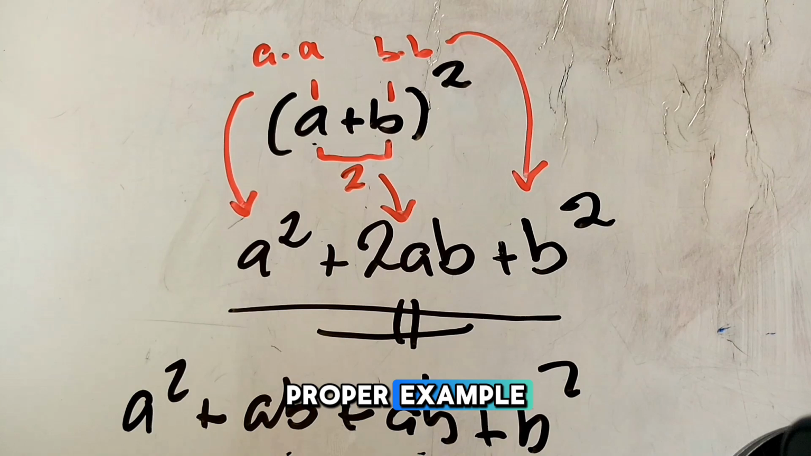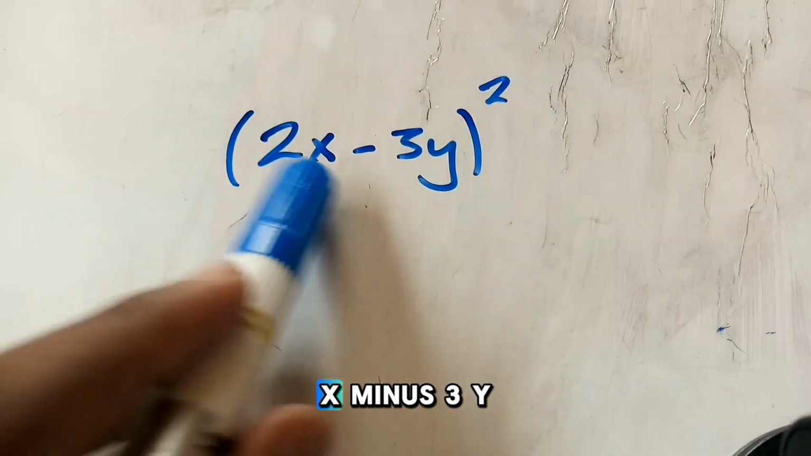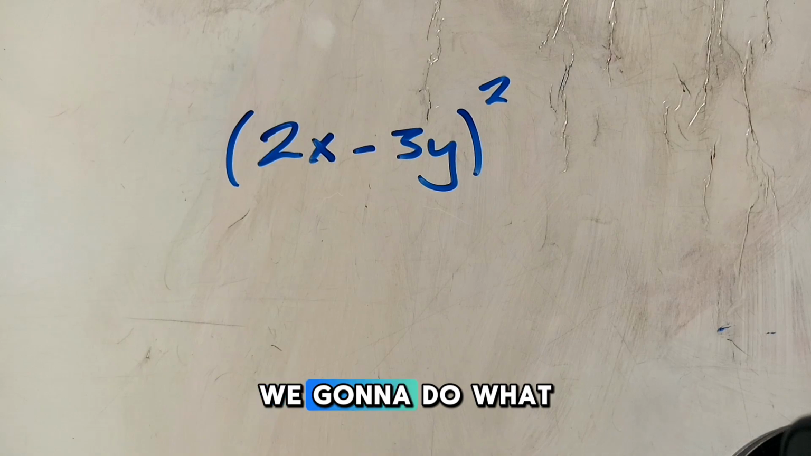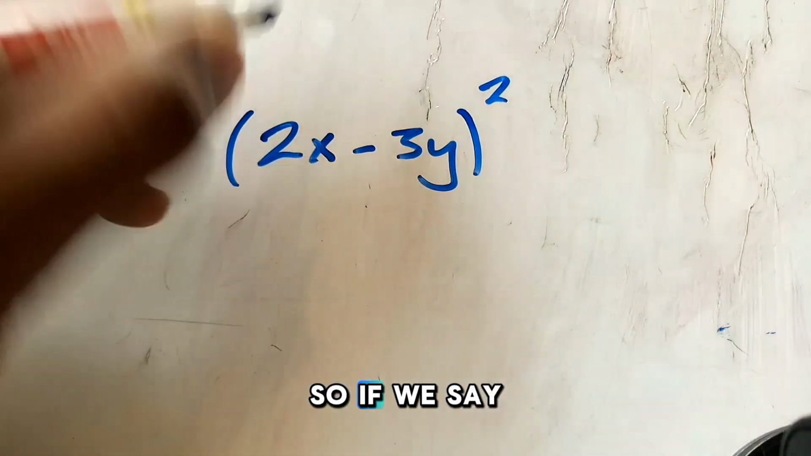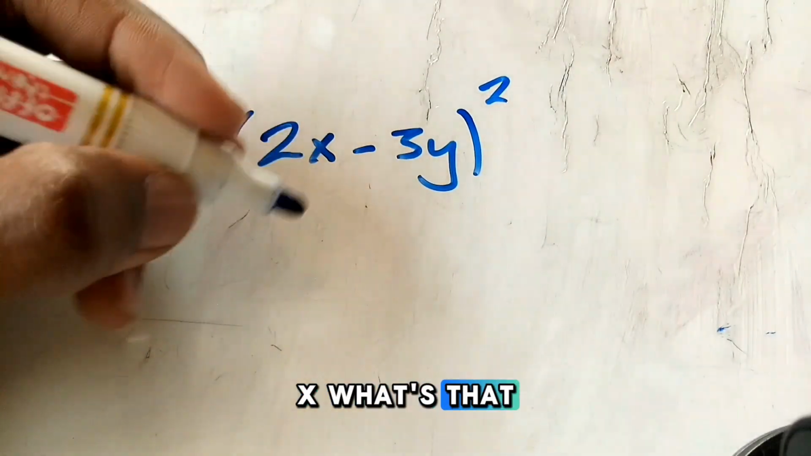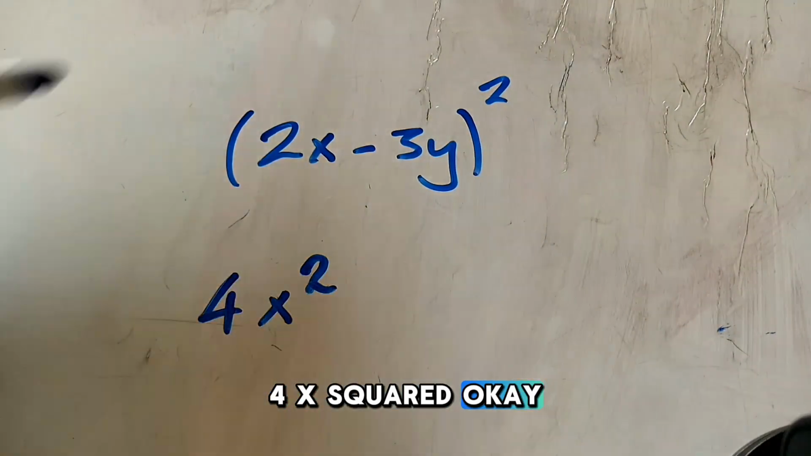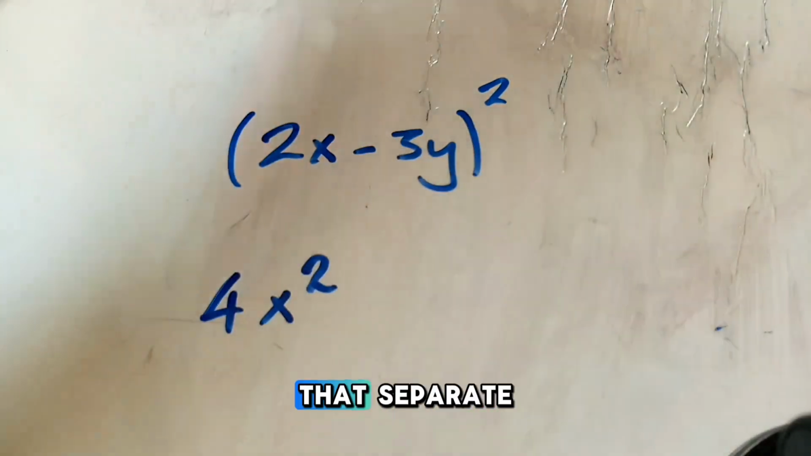So let's have a proper example. So we have this one here. Now we're told to expand it. So 2x minus 3y squared. So we're going to do what? We're going to square this. So we're going to say this times itself. So if we say 2x times 2x, what's that? 4x squared. Okay. Now we're going to say 2x times 3y. So let's just do that separately.